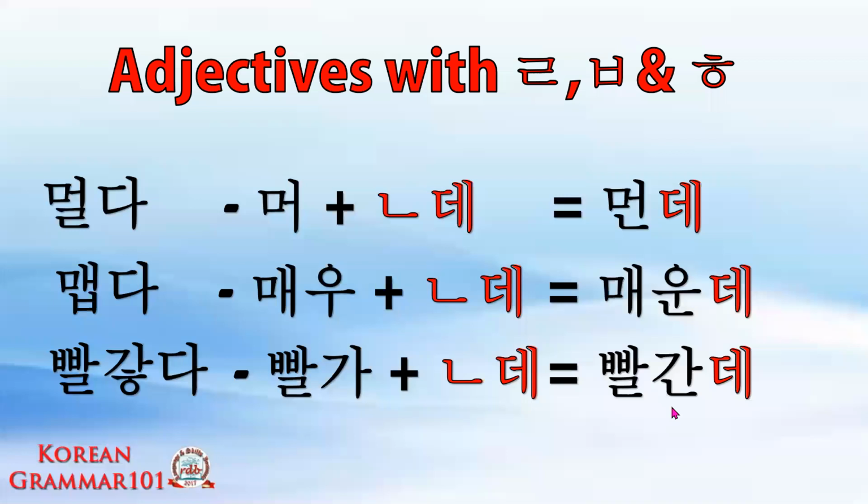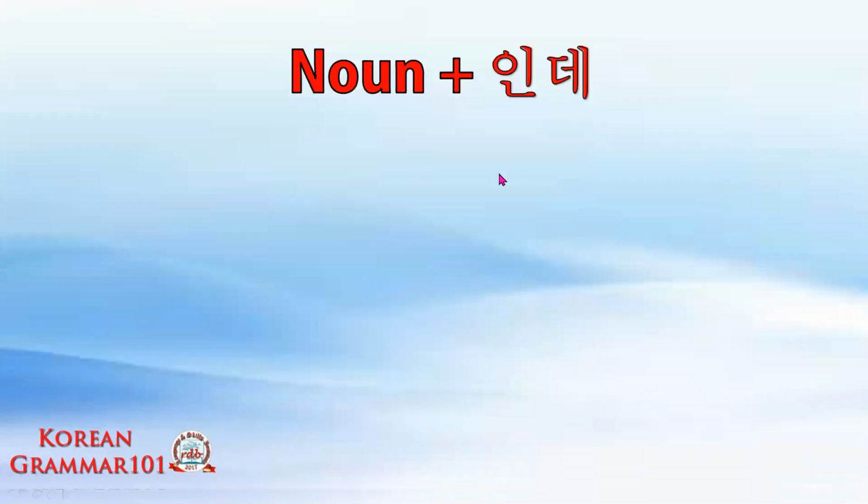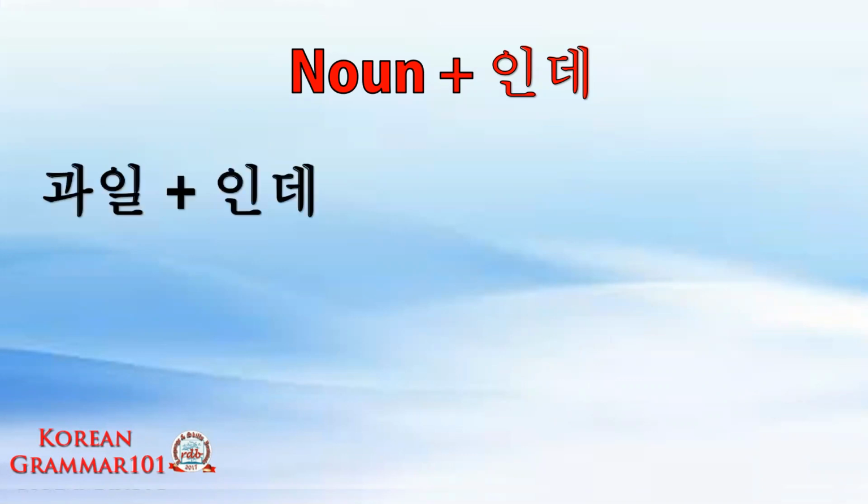Okay, so I hope that this is very clear. The examples here are very simple. I hope that everybody has followed this one. So next, let's continue with nouns. For the noun, we need to put inde. Again, this inde is the substitute for imnida or animnida. Imnida is for the positive, animnida is for negative. Okay, so let's look at the examples.